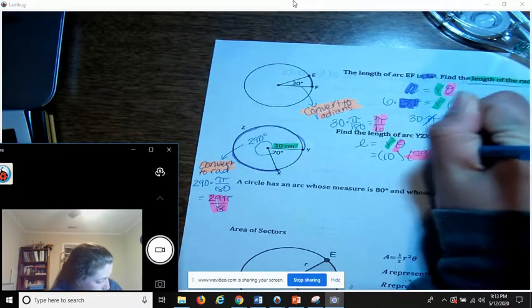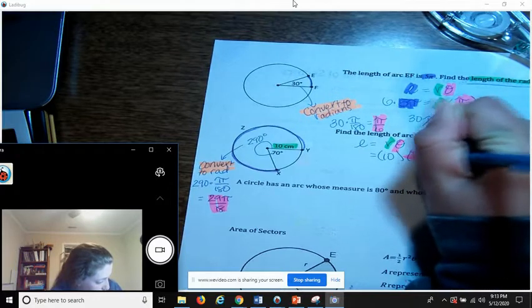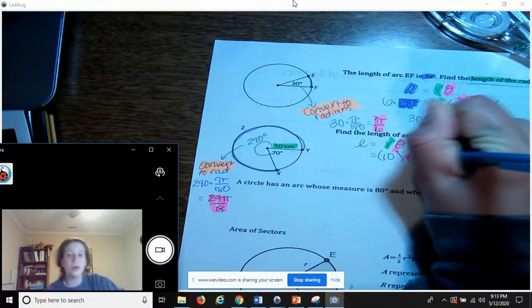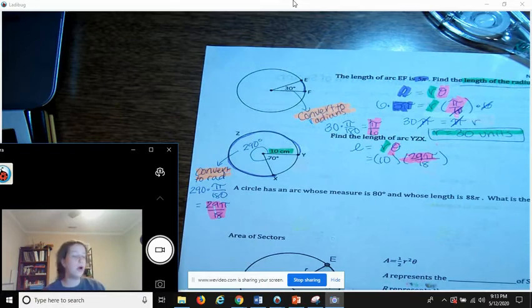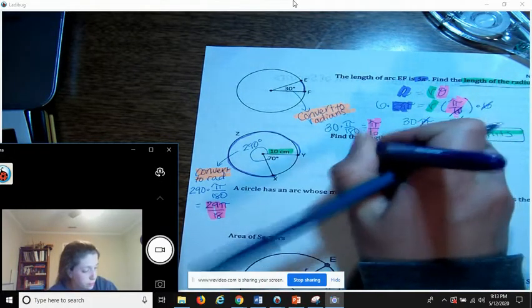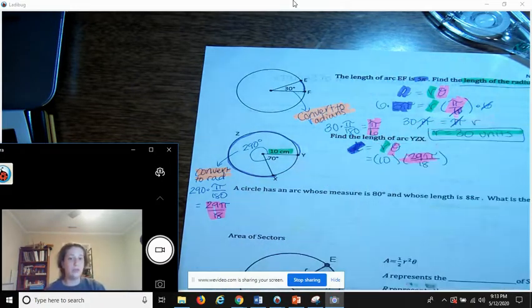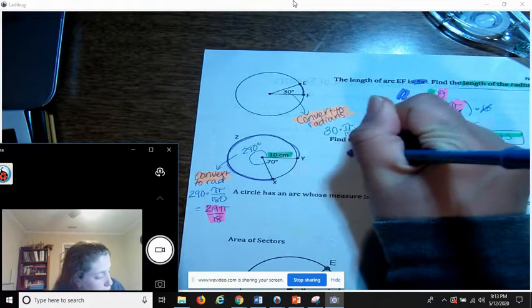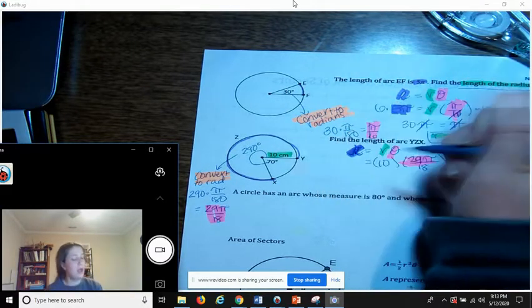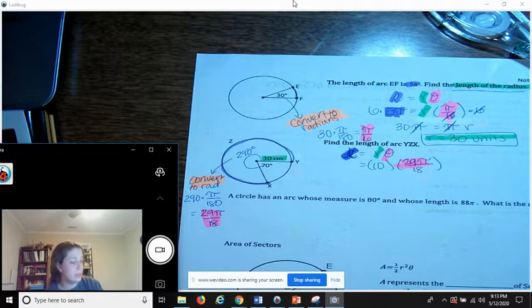My pen doesn't work well over highlighter. Interesting. And then the arc length is what we're trying to find. That one is our goal. You can't even see the L underneath. So now all I have to do is solve.